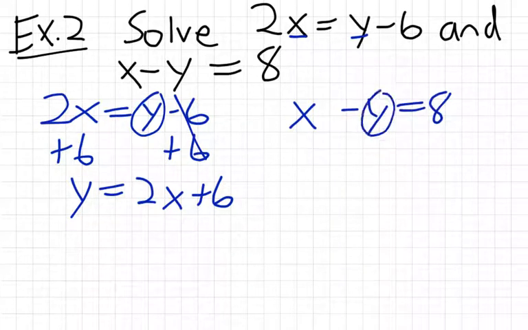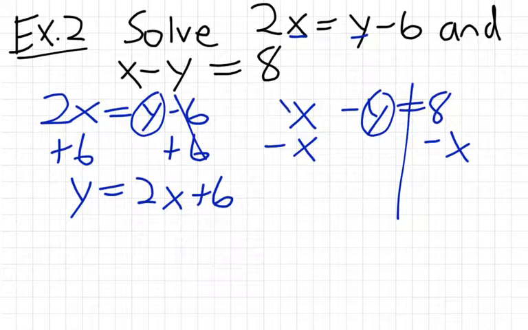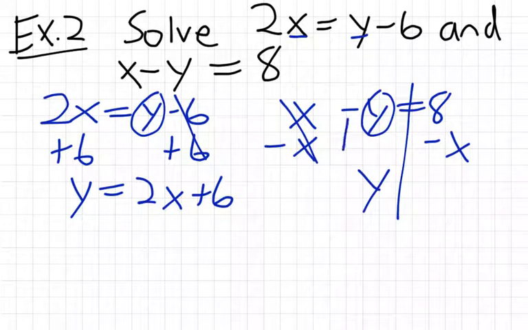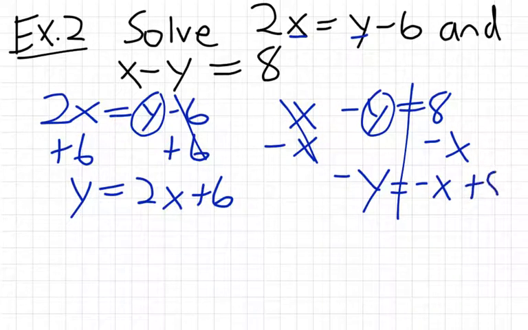It's not solved for y, so I need to get y by itself. And what sign is that x? Yeah, it's a positive, so to get rid of it we do a minus x. And we do that to both sides. So our x's cancel, and we have not a positive y, don't forget that negative sign there, that's a negative y. So negative y equals, I'm going to use the commutative property and make that a negative x, and the 8 is positive, so that's plus 8.